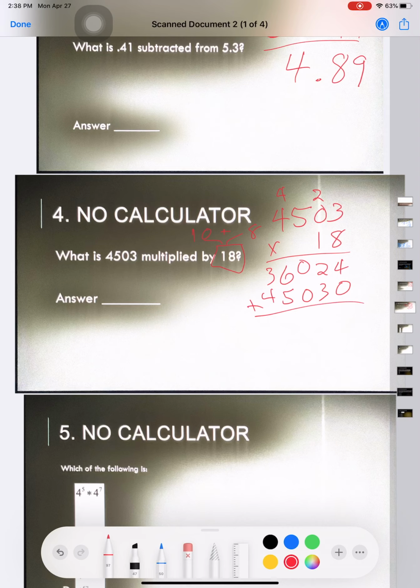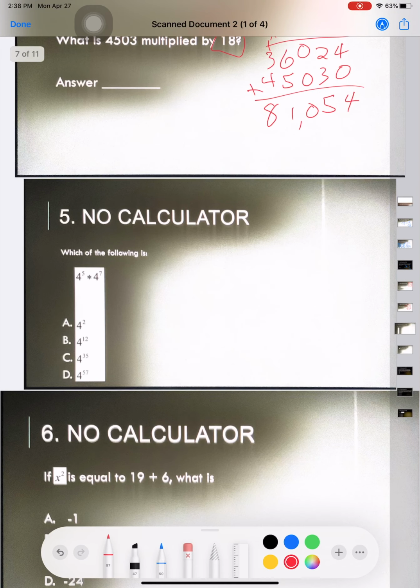And then you add them all up. 4, 2, and 3 is 5. There's your zeros. Carry that 1. That 1 goes up there. 3 and 4 is 7, and 1 more makes 8. So your grand answer is 81,054.